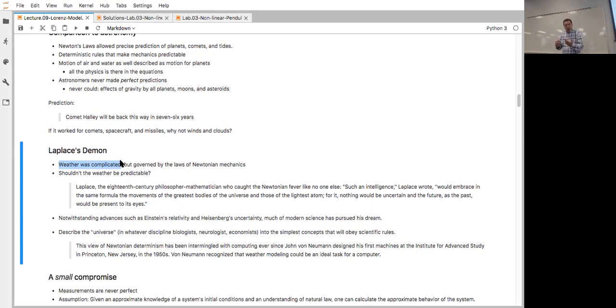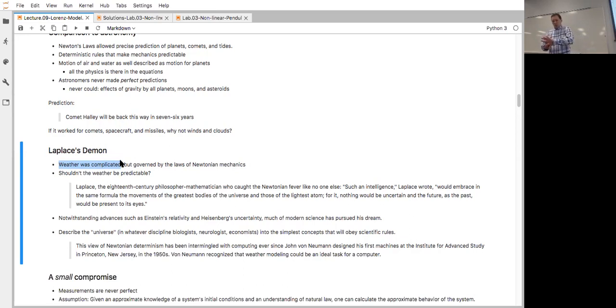So the thought is, what Laplace is writing about is that you could imagine writing down the equations and solving them fast enough, and you would be able to predict literally the future, what would happen. If you just knew what was going on right now, you could iterate those equations and figure out what the weather is going to be for any day into the future, right?